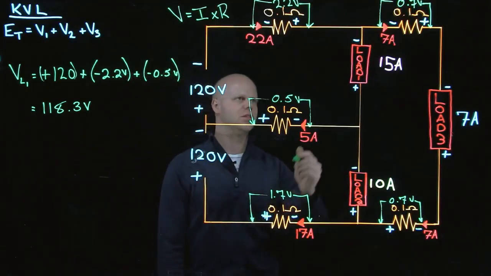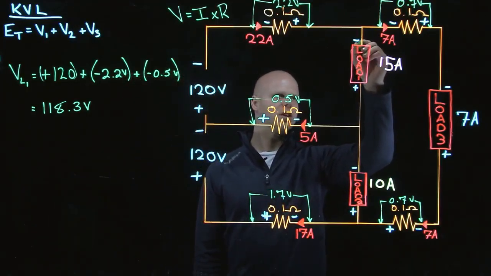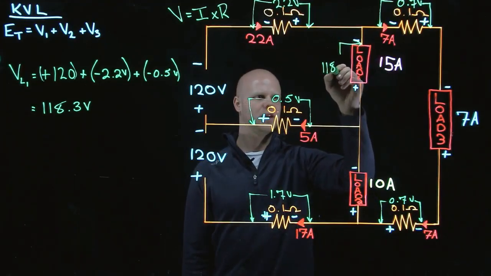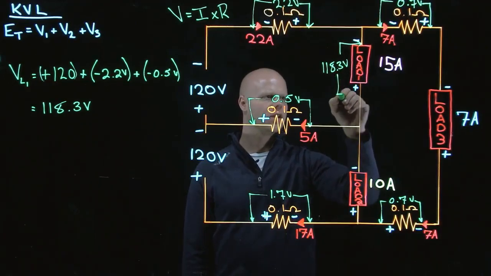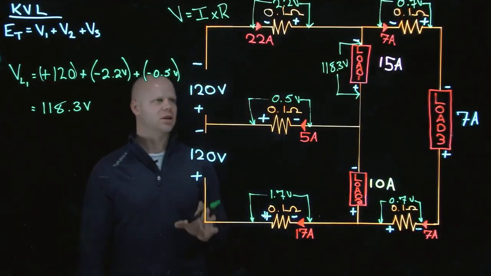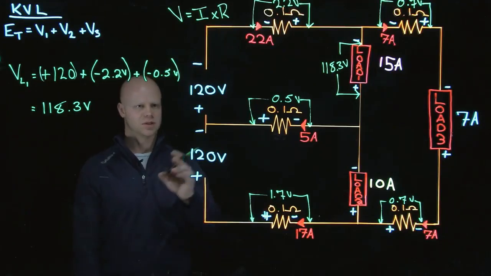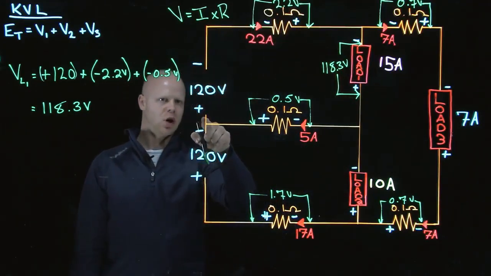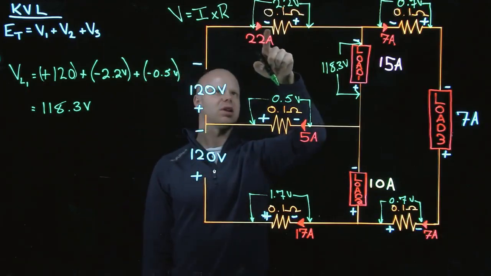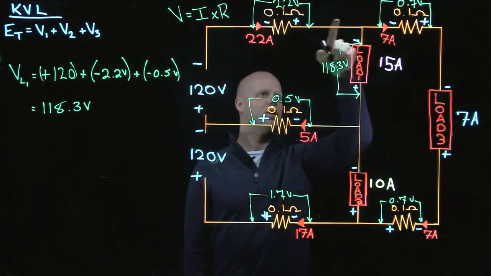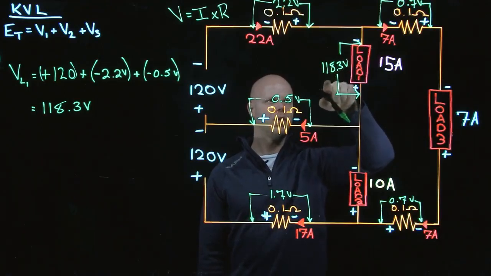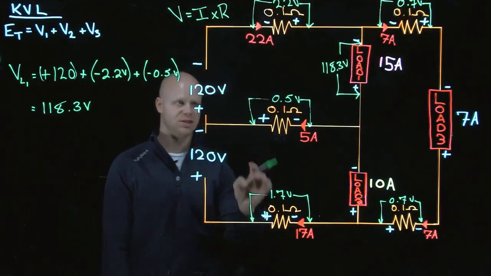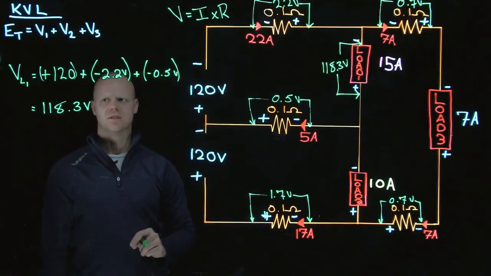So this is what I can encourage you to do. Does Kirchhoff's voltage law apply in this circuit and in any circuit? Is it accurate? Close the loop. Start at the beginning and do every value. Will it equal 0? Will positive 120 plus a negative 2.2 plus a negative 118.3 plus a negative 0.5 equal 0? If it does, you've done this correctly.